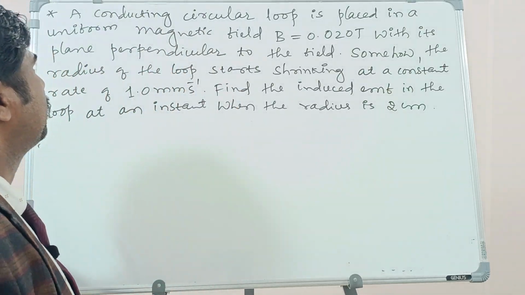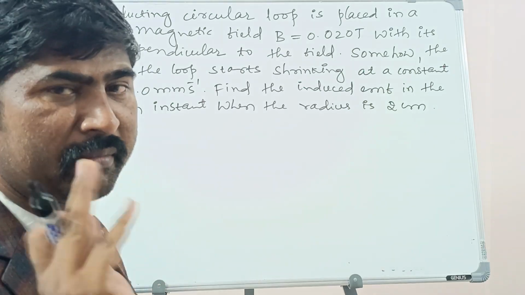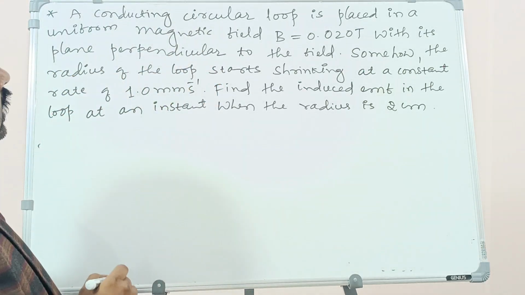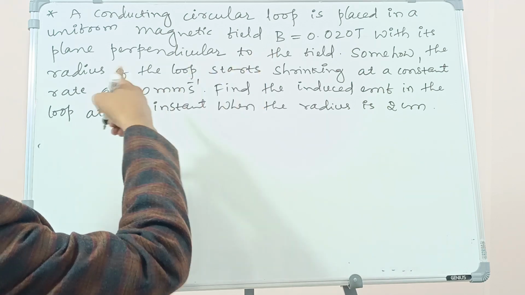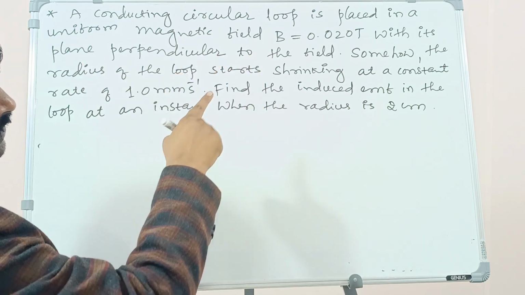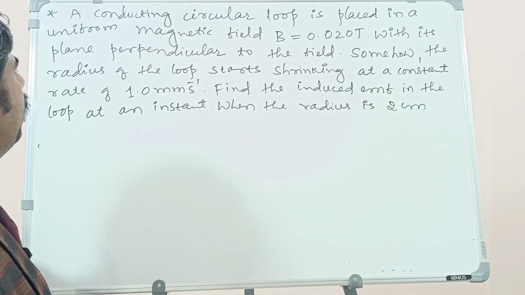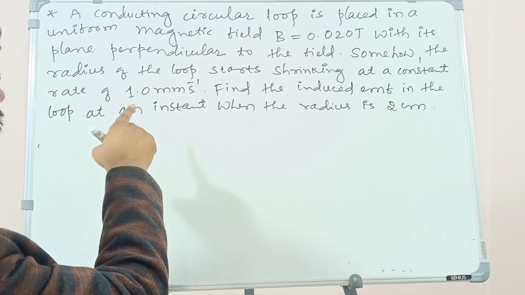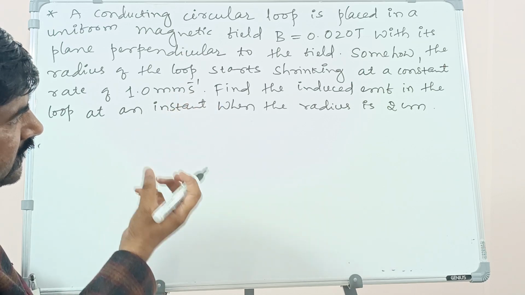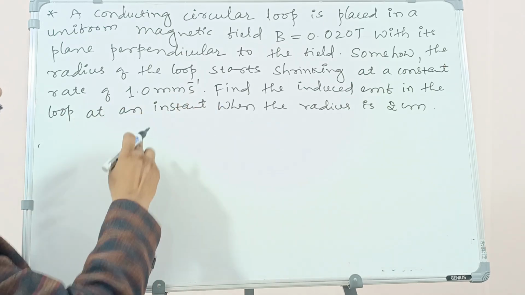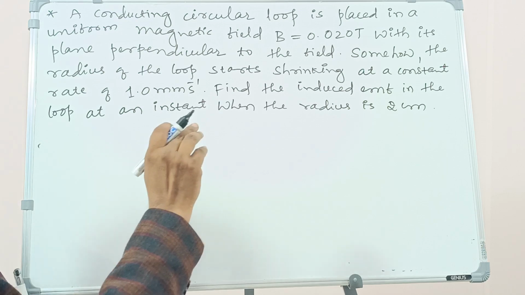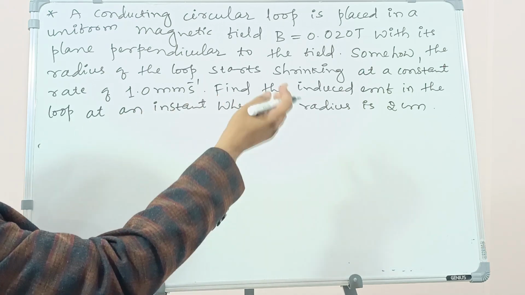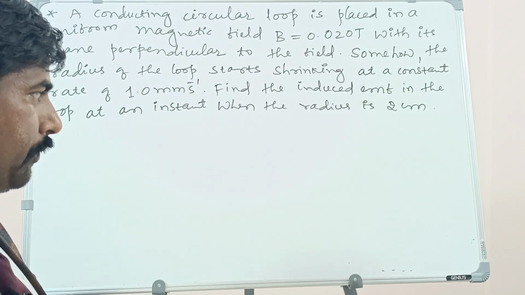So the problem is very simple. It is in the EMI chapter, electromagnetic induction. We have one conducting circular loop which is placed in a uniform magnetic field of 0.20 Tesla with its plane perpendicular to the field. Somehow the radius of the loop starts shrinking at a constant rate of 1 millimeter per second. Find the induced EMF in the loop at an instant when the radius is 2 centimeter.